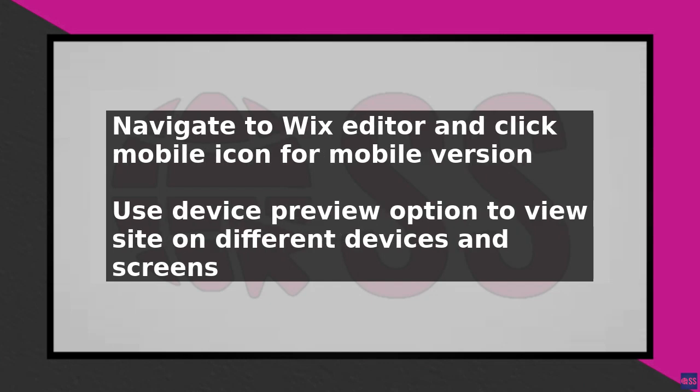Next, navigate to the Wix editor and click on the mobile icon at the top of the screen. This will allow you to view and edit your website's mobile version. Use the device preview option to see how your site looks on different devices, including desktops, tablets, and mobile phones.